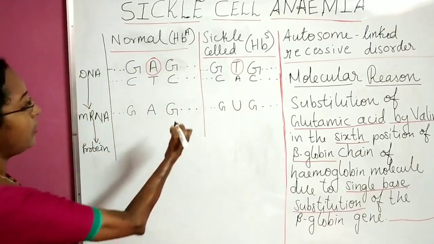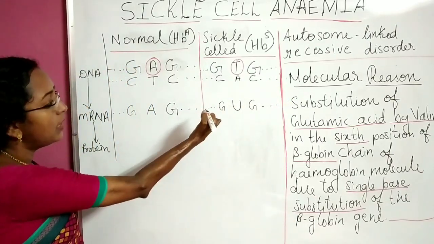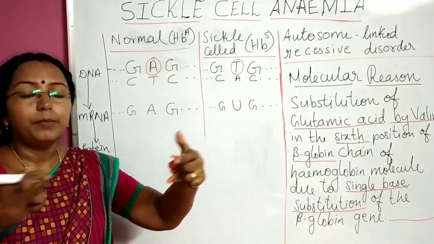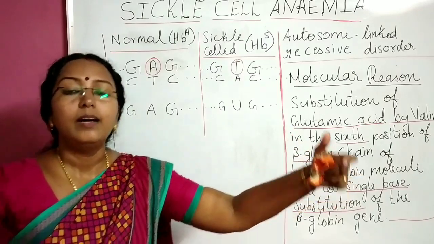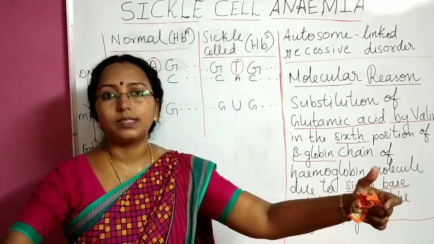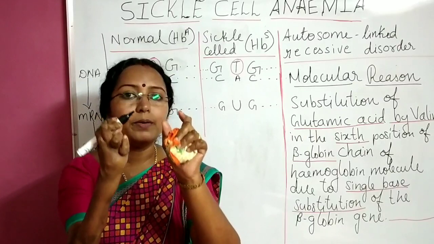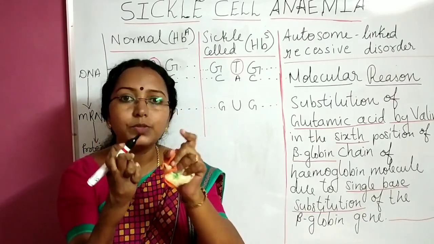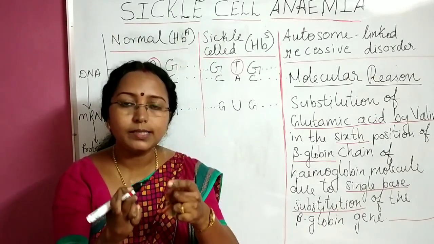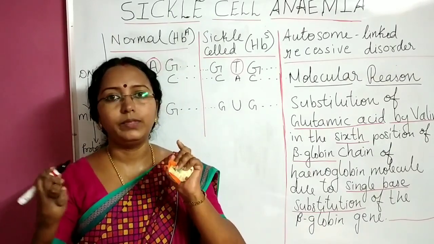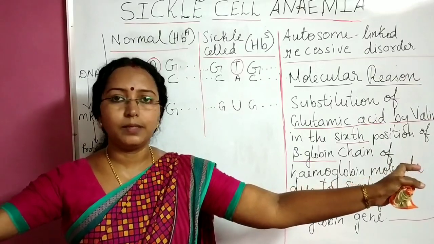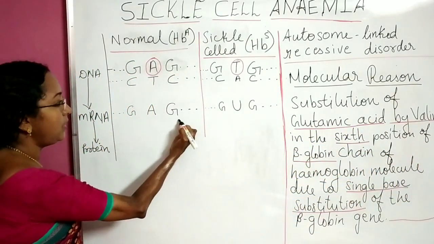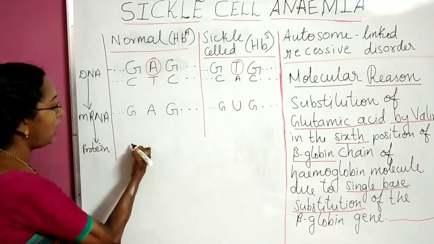Likewise, why am I putting dots here? It means there are many base pairs. There are many bases on either side because they have to code for how many amino acids? 146 amino acids. Among that I have chosen only the base responsible for the amino acid in the 6th position. That's why these dots are there on either side.